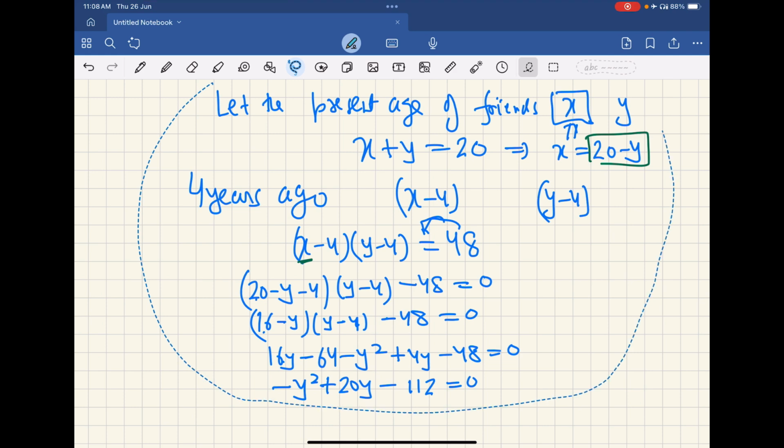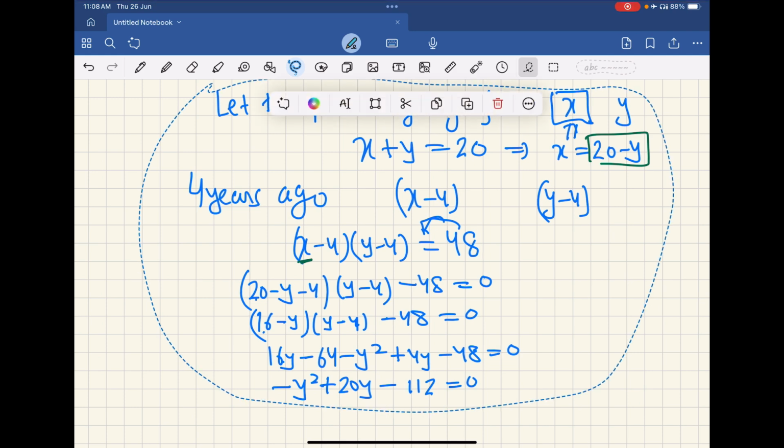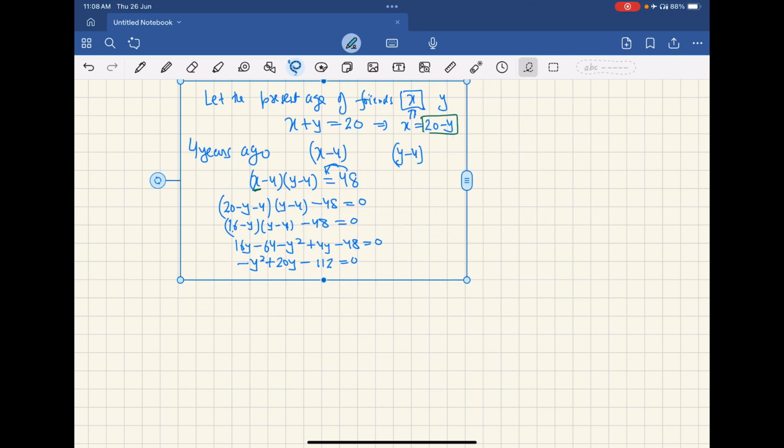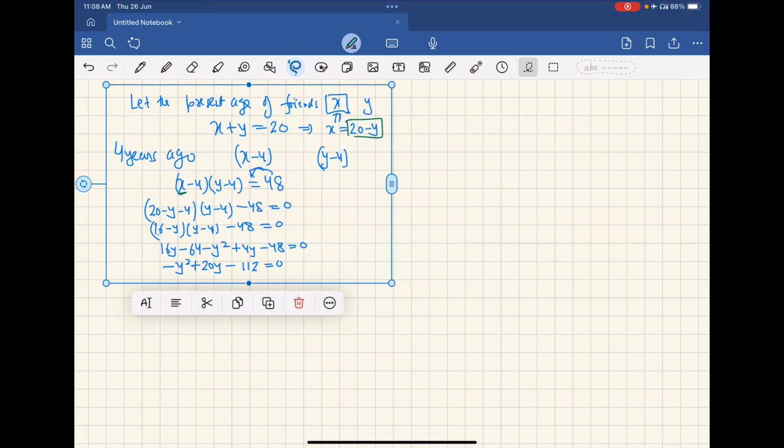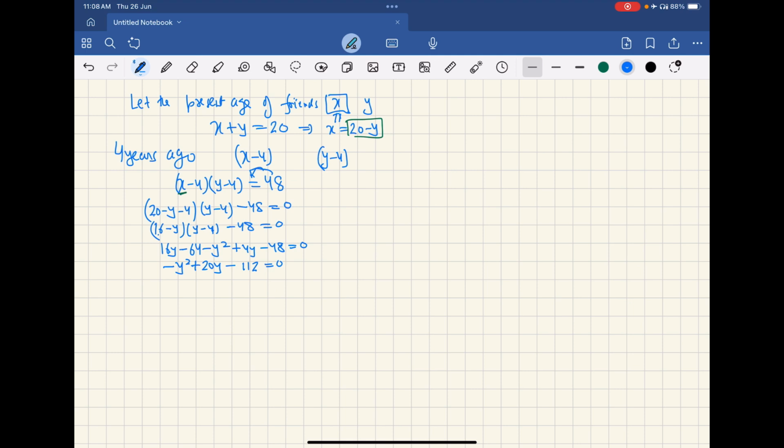Okay, now जैसा कि मैंने आपको पहले भी बताया है, for removing any confusion, try to keep the coefficient of square positive. So हमें क्या करना है? Multiply both sides with -1, क्योंकि equation है, we can do that. So you will get y square minus 20y plus 112, which is equal to 0.